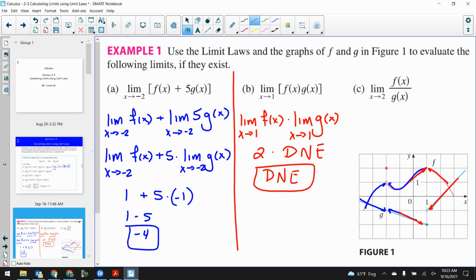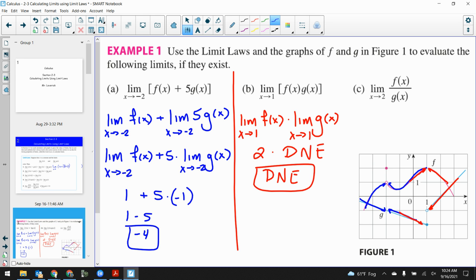Now, I could have tweaked this problem very subtly to make this come out to be doable. If I had said, only calculate left side limits of all these things, then I would have been able to do this. Or if I had said, only calculate right side limits of all these things, it would have come out to be different. Does that make sense? Take a look here. Last one on this page.